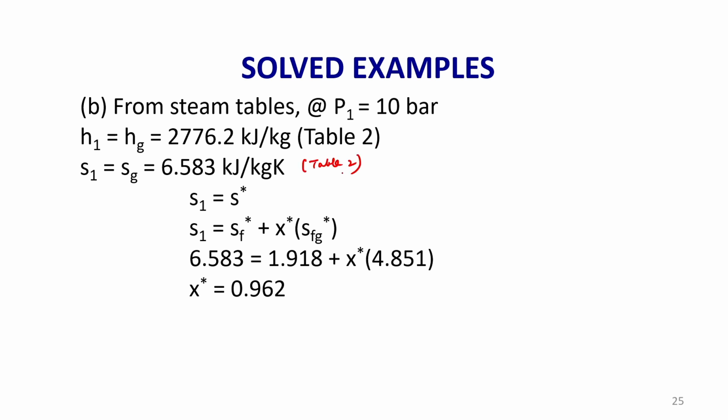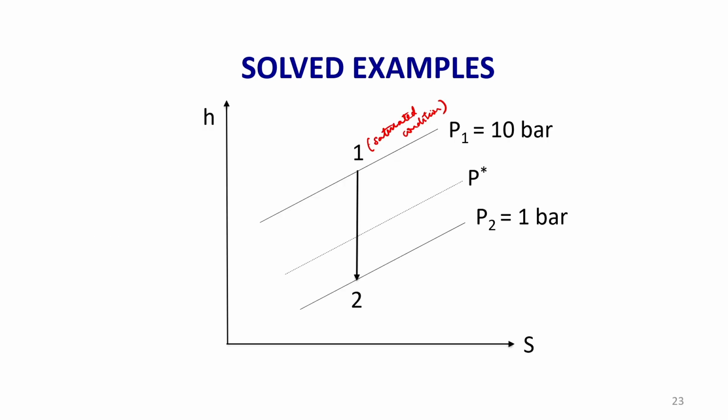We know the entropy at 1 is equal to the entropy at this point. Instead of writing S1 equal to S2, I am calculating the property at this point. Here the state point is the asterisk, the critical condition. The pressure is P star and the throat area is A star, so I am taking from here to here.